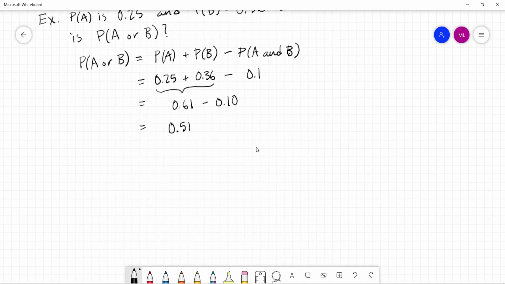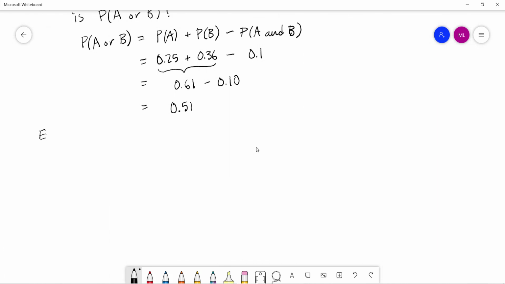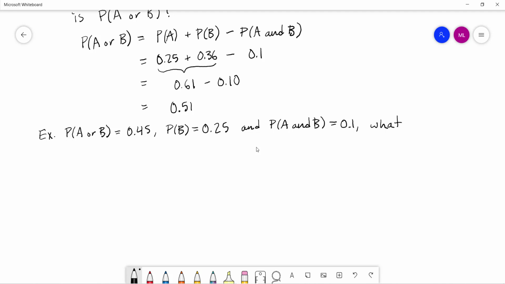And so, yeah, I guess what the heck, let's just do a real quick one right now. What if I told you the probability of A or B is equal to 0.45, that the probability of B is equal to, I don't know, 0.25, and the probability of A and B is, let's let that be 0.1 again. What is the piece we're missing?